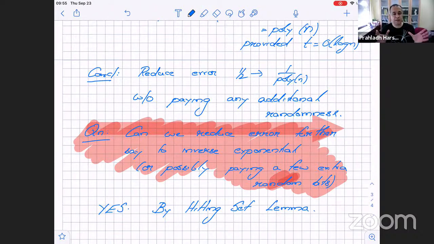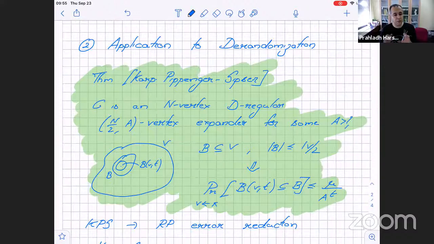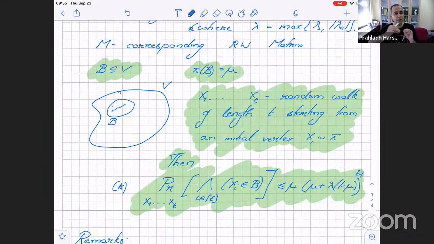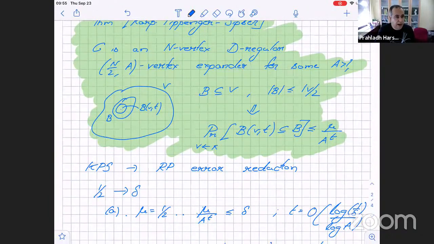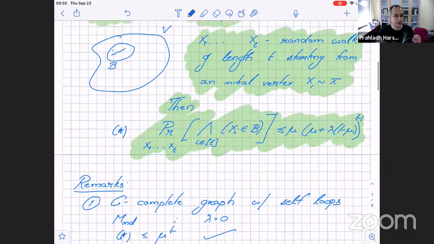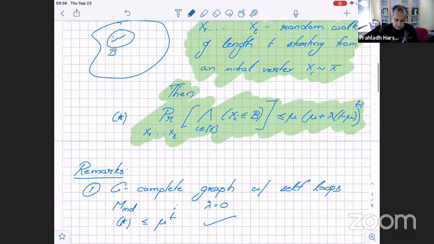So what's the difference between the hitting set lemma application and this one? In the Karp-Pippinger-Sipser, the clouds which we were picking up were balls of radius t, and in the hitting set lemma, the t vertices we are picking up are not balls of radius t, but walks of length t. And what we are asking over here is, is the entire ball contained in the bad set B? And here we are asking, is the entire walk contained in the bad set B? So it's a very similar flavor. In one case, you're asking, is the ball contained in the bad set? In the second case, you're asking, is the walk contained in the bad set?